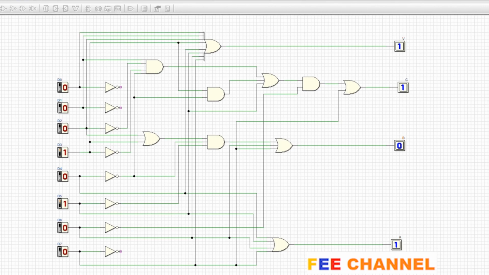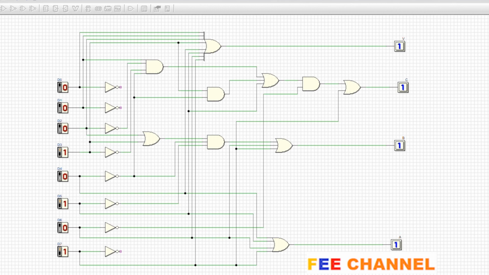So here the inputs D0 to D3 are applied to the first priority encoder, while the other inputs, that is from D4 to D7, are applied to the second encoder. And once we apply these inputs, then we also require the additional circuit to use it as the 8 to 3 encoder. So let us see that.